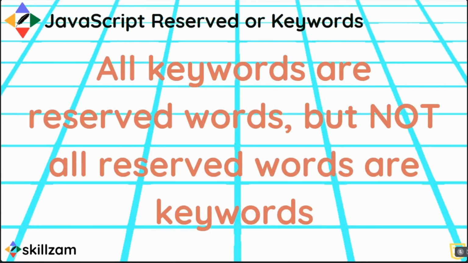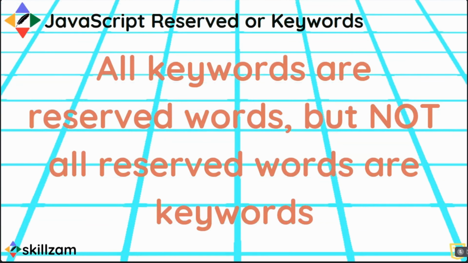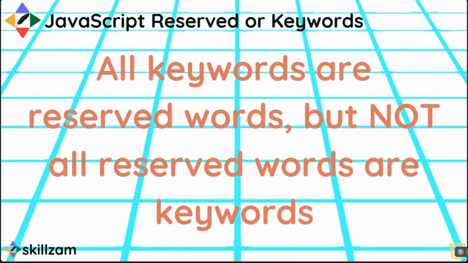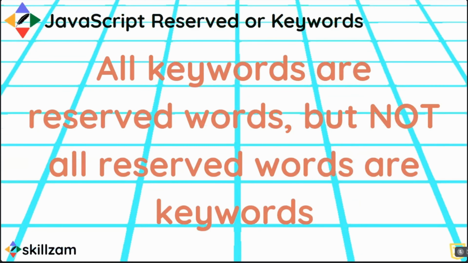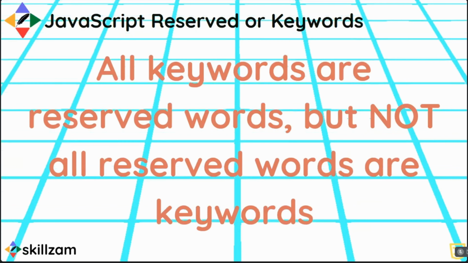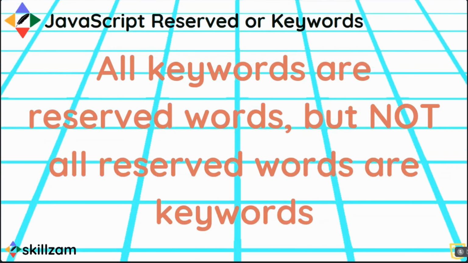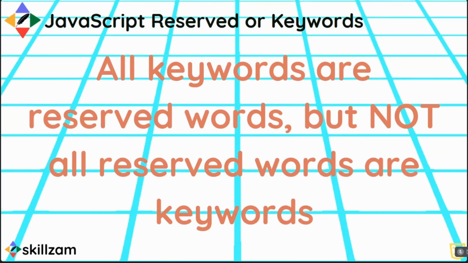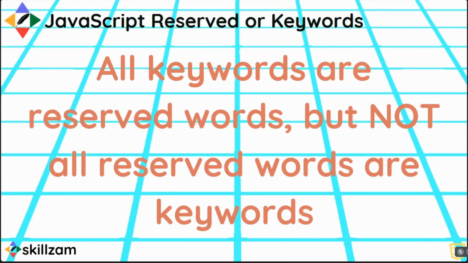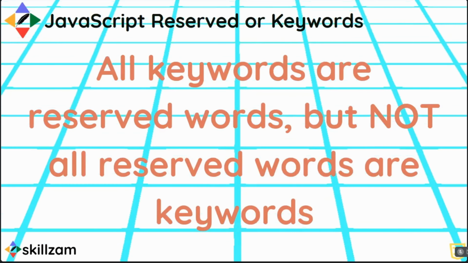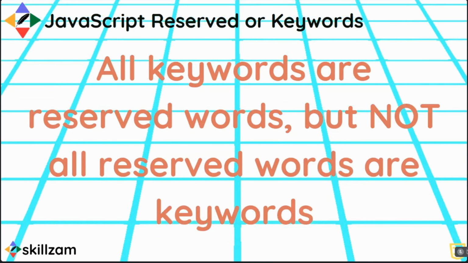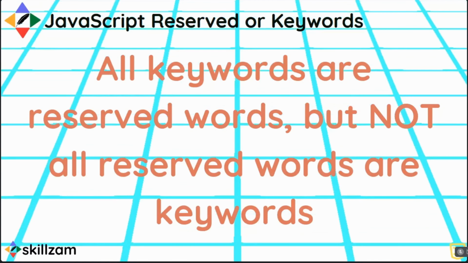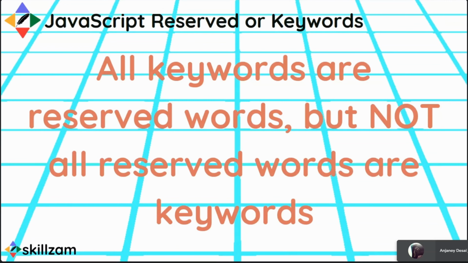Like for example, in a programming language there might be certain reserved words which are not yet used in the programming language, but they can be used in future. There are cases where a language would say there might be a reserved word which the programming language wanted to implement in the next release. They have reserved it, but they are still not keywords. So always remember that all keywords are reserved words, but all reserved words are not keywords.